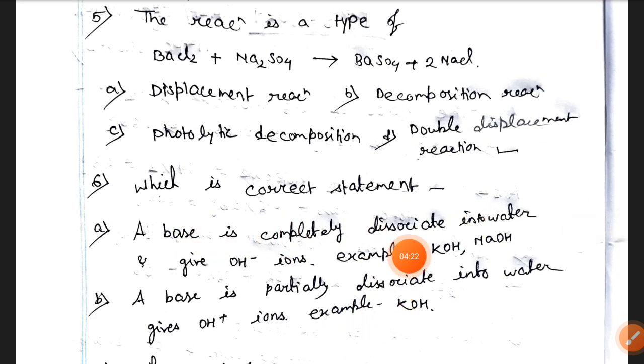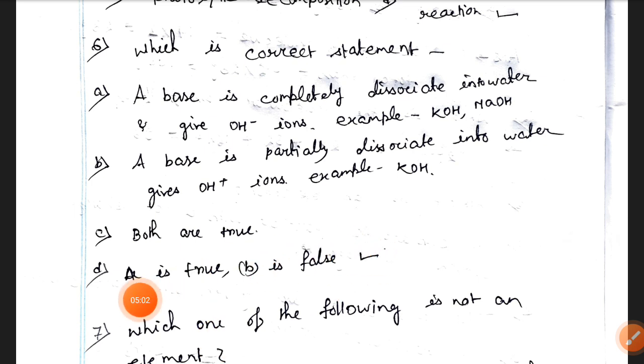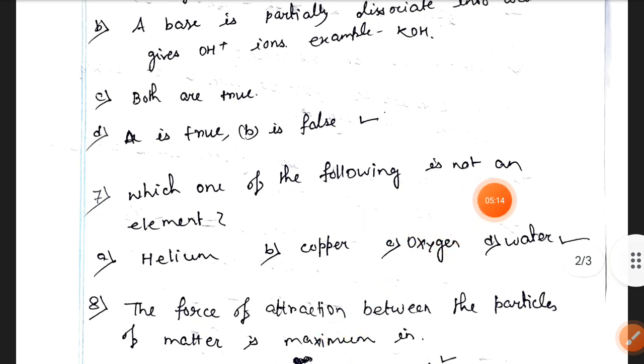Next, which is the correct statement? The options are: a base is completely soluble, completely dissociates in water and gives OH minus ions, for example KOH, NaOH. And the second: a base partially dissociates in water and gives OH minus ions, for example KOH. You know what a base and an acid are. Acids completely dissociate in water and give H plus ions, and bases completely dissociate in water and give OH minus ions. So the correct option is A: A is true and B is false.